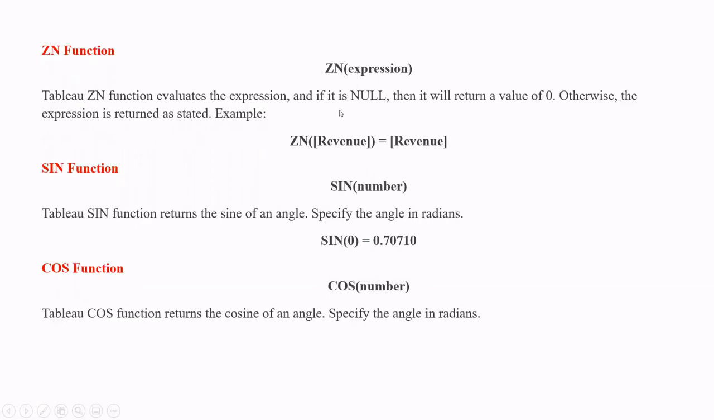If we don't use the ZN function, it will return null. So we may not have an idea where the problem is. So in order to convert the nulls to 0, we can use the ZN function. So the ZN function converts the particular field to 0 if it is null.